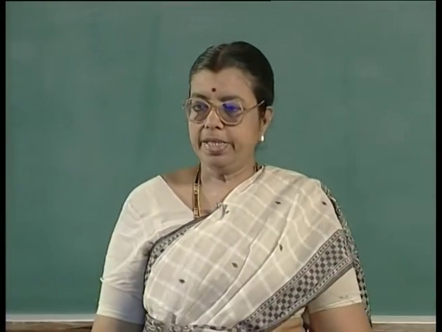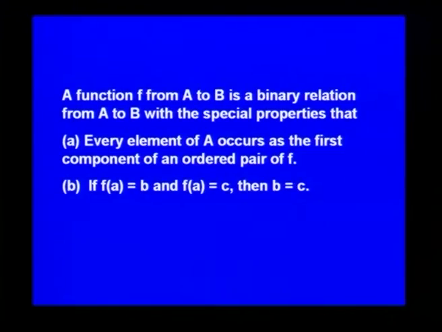So, we have two conditions. Every element of A occurs as the first component of an ordered pair in f, and if f(a) = b and f(a) = c, you cannot have two different elements b and c; b should be equal to c.